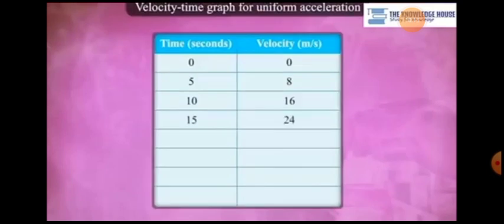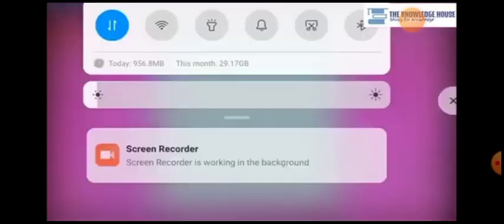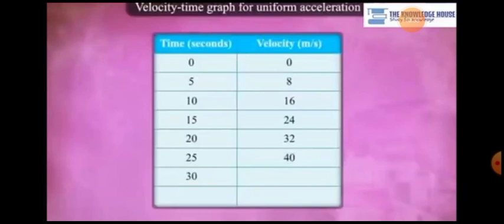Time in seconds 20, velocity in meters per second 32. Time in seconds 25, velocity 40. Time in seconds 30, velocity 48. Time in seconds 35, velocity 56.